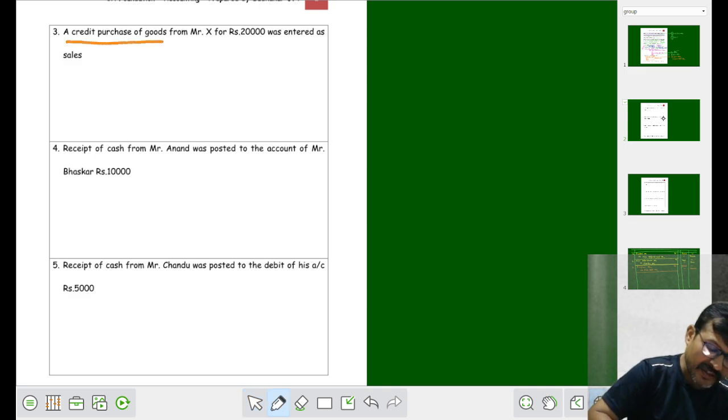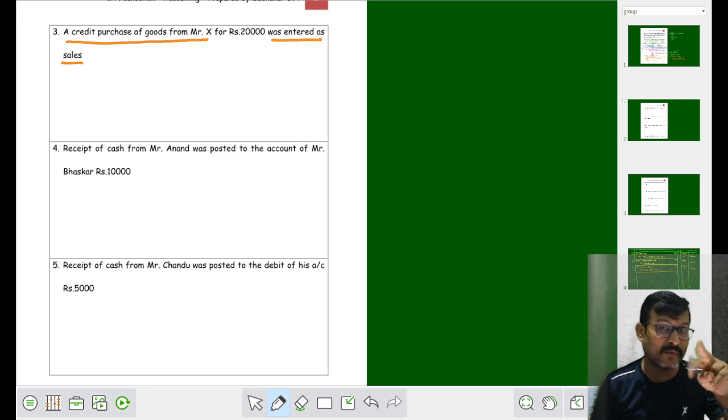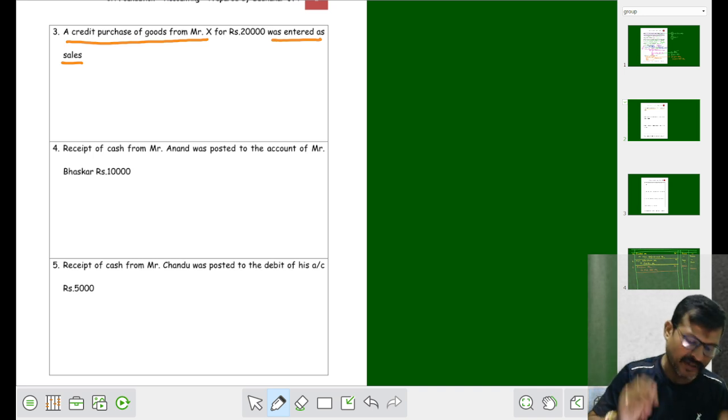A credit purchase of goods from X was entered as a sale. See, the book is reversed. Purchases are recorded as a sale. In case of purchases, we have to pay the money to X as a creditor. But when you recorded it as a sale, it indicates that X becomes a debtor, he has to pay money to us. So now X is to be mentioned with double the amount, right? Because the party's account is not mentioned as correctly entered. That is not mentioned. Normal answer, normal question.